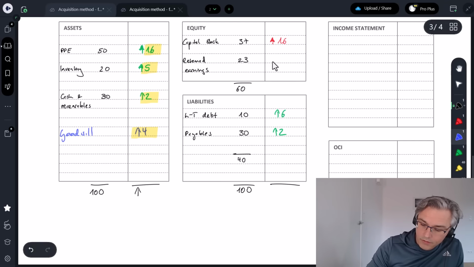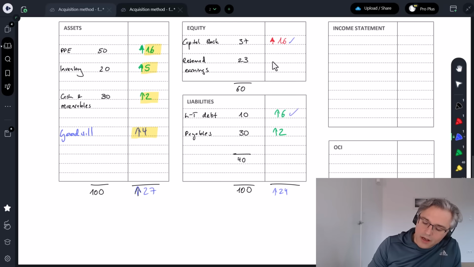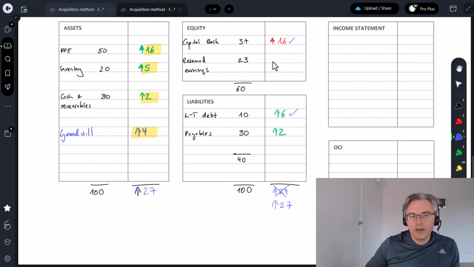Well, that's growth or an increase of 27. And on the other side, I've got 16 plus 6, that's 22, plus 2, that's 24 so far. So there is a mismatch. I obviously want to make the right-hand side equal, the growth on the right-hand side equal to 27. How am I going to do that?